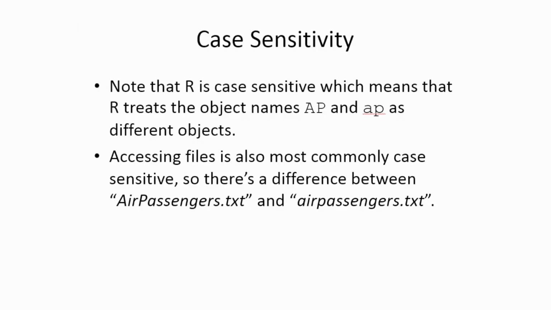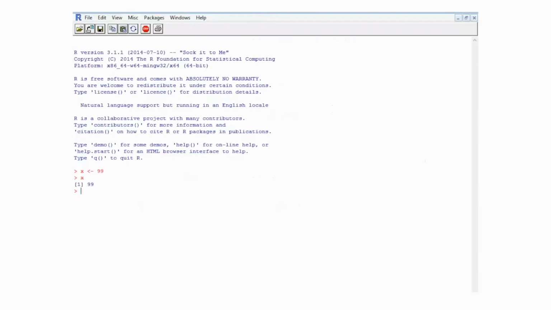Now, objects in R are case sensitive, which means that R treats the object names X in uppercase and x in lowercase as different objects. For example, if I type in R capital X, it would not know what the object is. It says object X not found, because I assigned the value of 99 to the object with a lowercase x. So be very careful about the way that you type your object names and make sure that you watch the capitalization.